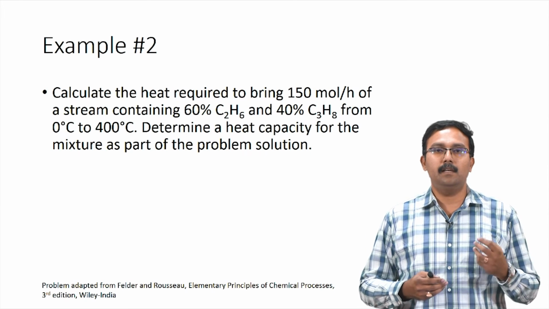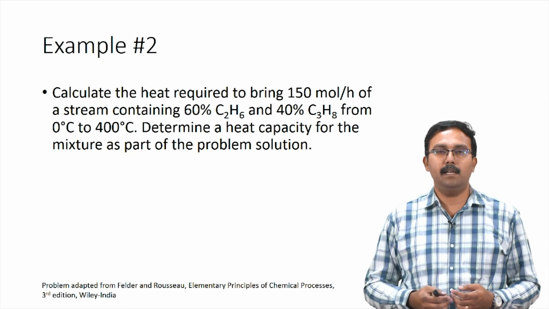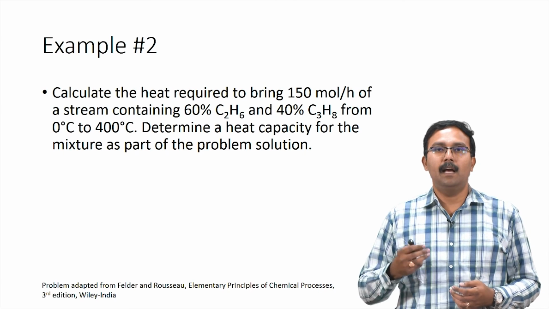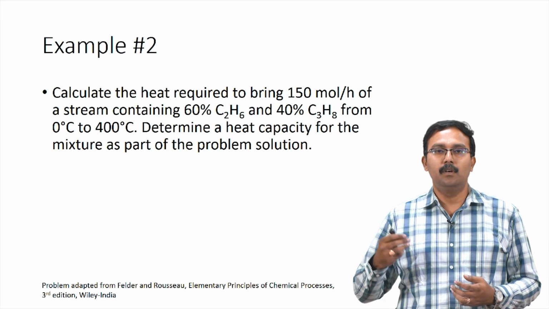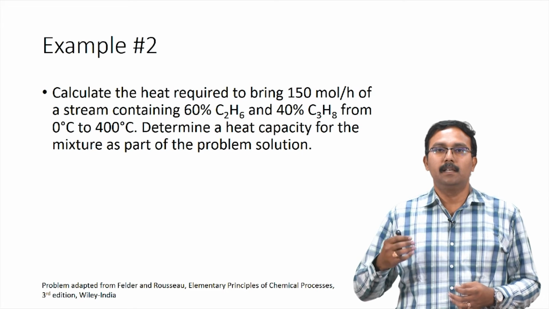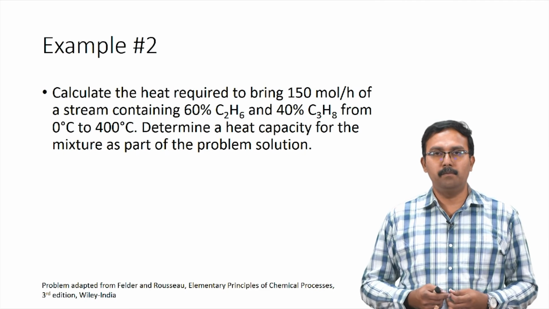You are asked to calculate the heat required to bring 150 moles per hour of a stream containing 60% ethane and 40% propane from 0 degrees Celsius to 400 degrees Celsius. Determine a heat capacity for the mixture as part of the problem solution.